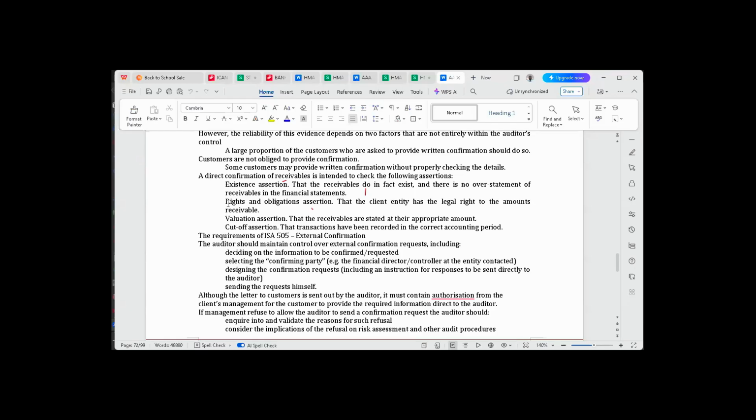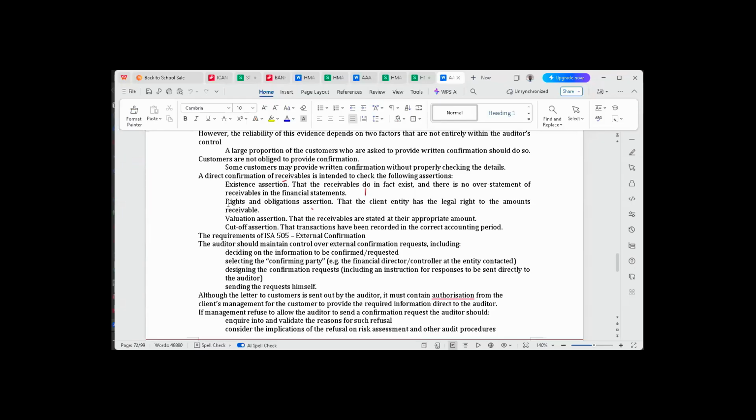You also need to test cut-off assertion. Okay, you need to test that those receivables actually occurred in the current year under review. They are not the ones for the prior year or the comparative year. It's for the year that you are reviewing because sometimes they could be manipulative. You need to check that those receivables are actually for the year. By the time you circularize all the customers, all of this information will be at your fingertips.